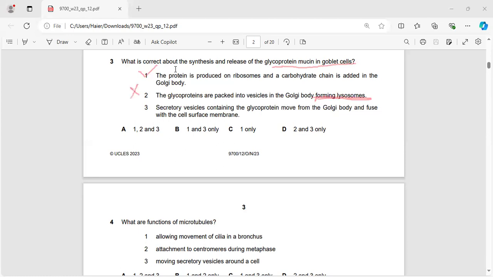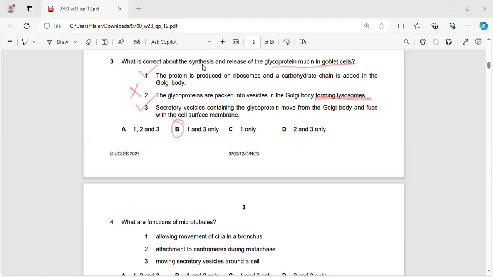So according to this, it is always wrong, because lysosomes contain hydrolytic enzymes. Then the third is: secretory vesicles containing the glycoprotein move from the Golgi body and fuse with the cell surface membrane. So it is also a correct statement. So according to this, B is the correct option in this case.